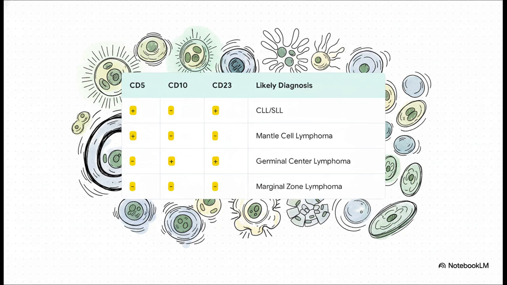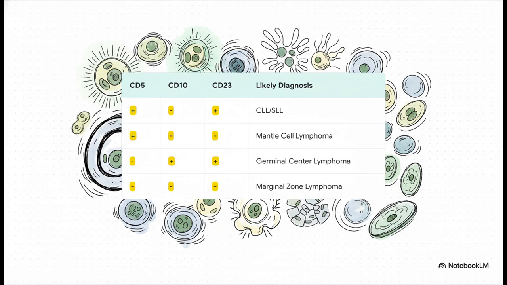Just by looking at the pattern of 3 key markers, CD5, CD10, and CD23, we can slot a lymphoma into one of 4 major buckets. Okay, let's walk through it. If it's CD5 positive and CD23 positive, you're thinking CLL or SLL.